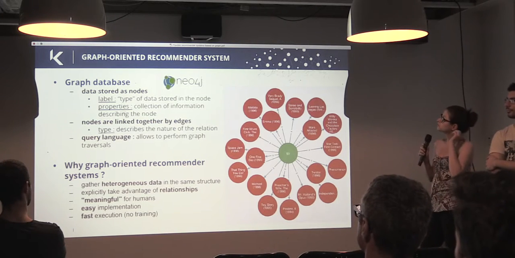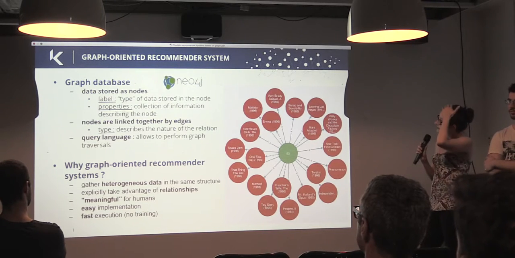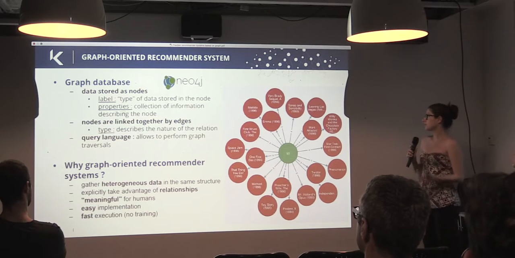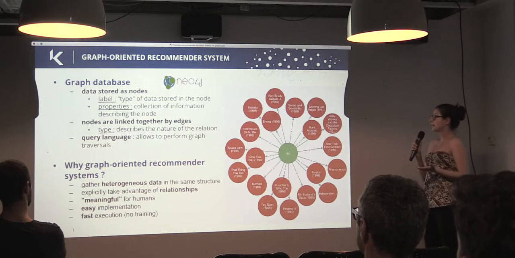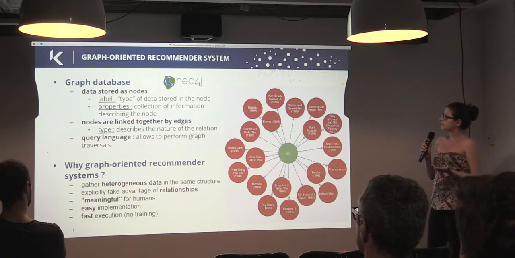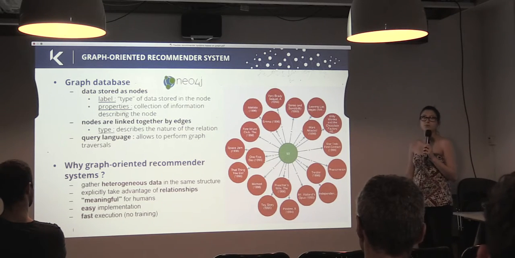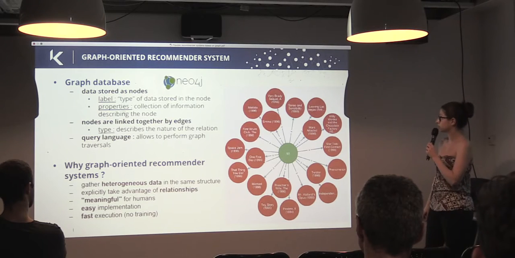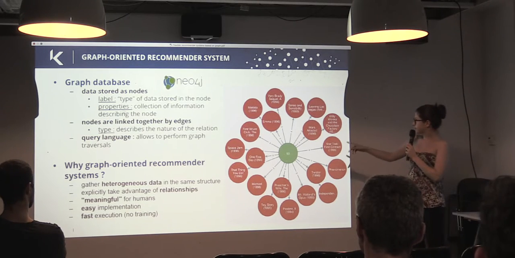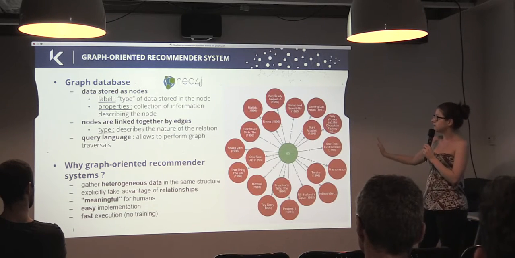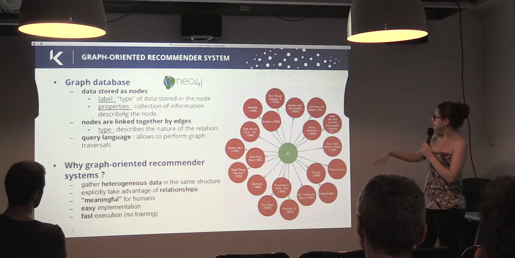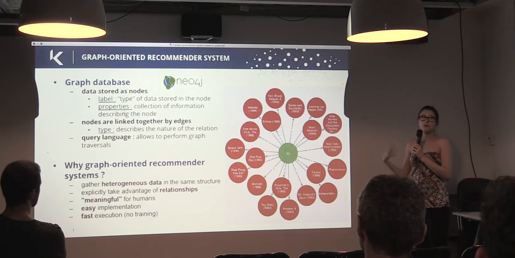For those who don't know those kinds of databases, in those databases, the data is stored as nodes. In one given database, you can have different labels which represent different types of data stored in the nodes. So here, for example, you have a sample of the MovieLens dataset which was introduced in the last talk. In green, you can see one type of label, and in red, another type of label. In fact, the green one is a user, and the red ones are movies that were rated by this user.